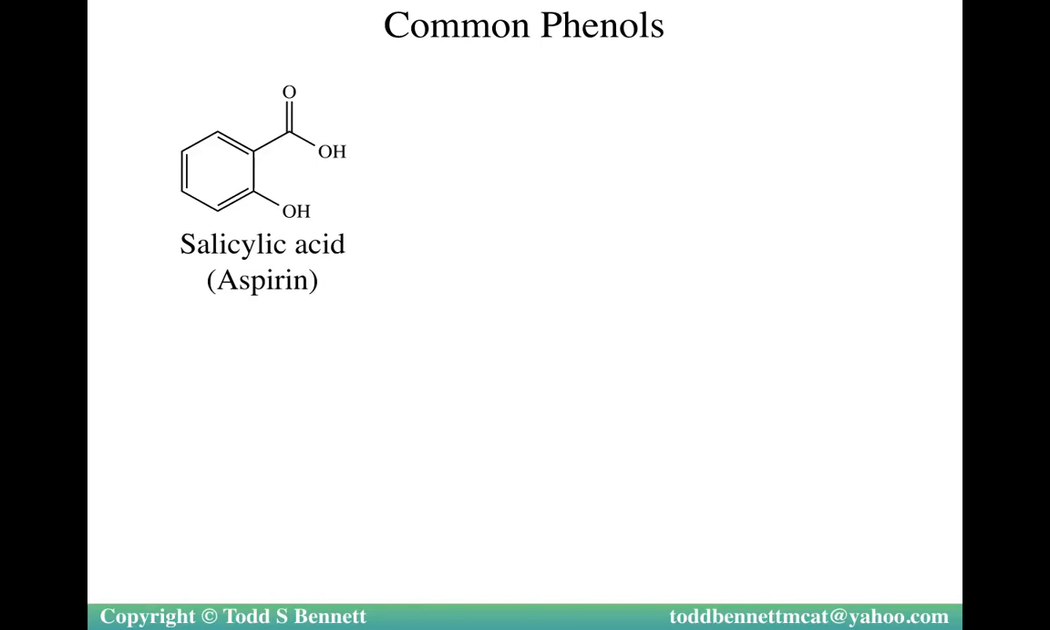So salicylic acid has a carboxylic acid group, and at the 2 position it has an OH, meaning this is a phenol. We have an OH on this ring. It's actually capable of forming a hydrogen bond between this group right here, or I guess this carbonyl, if it rotates over by 180, can interact with that H. Intermolecular hydrogen bonding. Most importantly, we know this as aspirin.